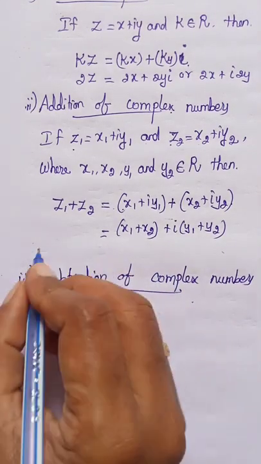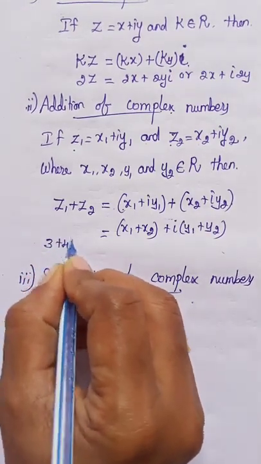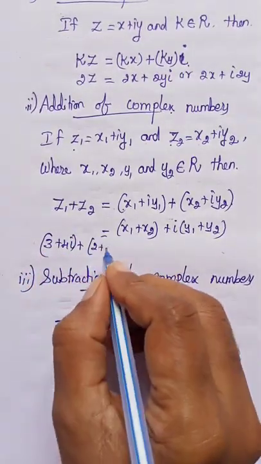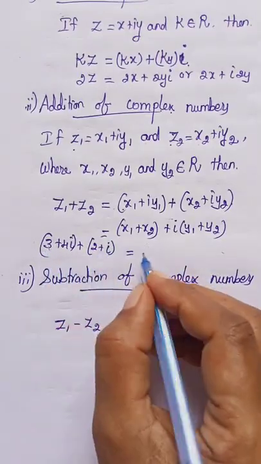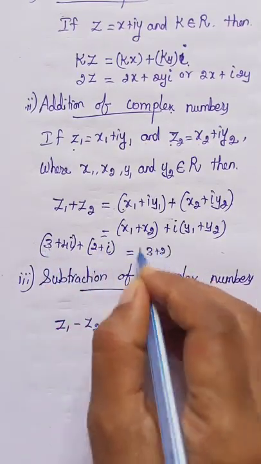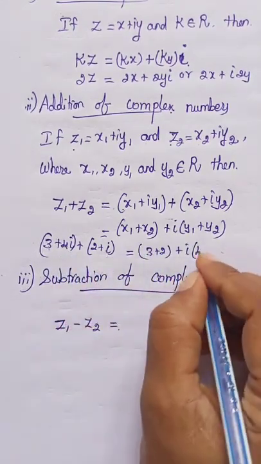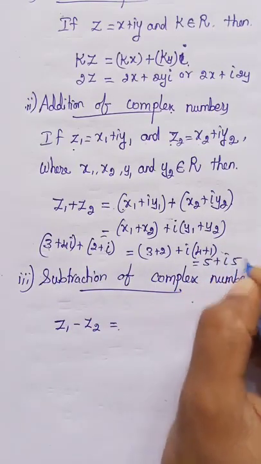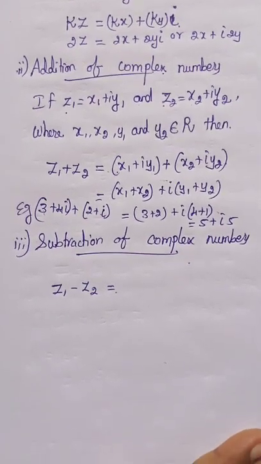Is that clear? If you want an example, 3 plus 4i plus 2 plus i. We have to add this, that is 3 plus 2 plus i into, here 4 and here the coefficient is 1, 4 plus 1 equals 5, so 5 plus 5i. Is that clear how we have added? Did you understand? Now shall we move to the next part?